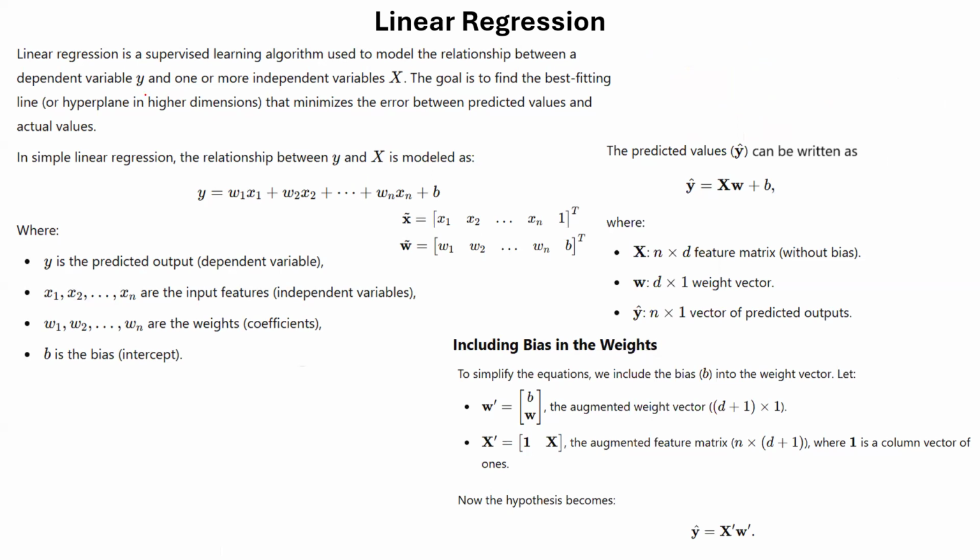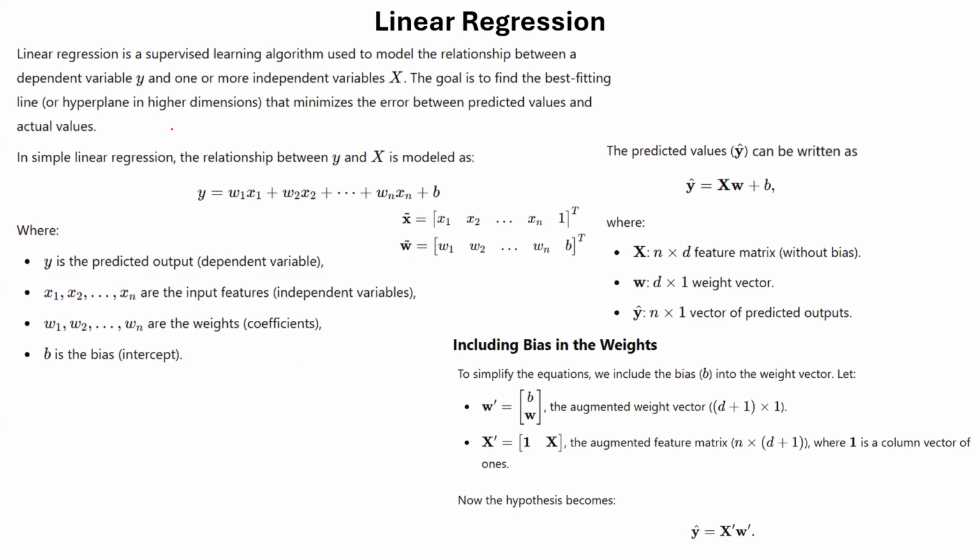Linear regression is a supervised learning algorithm. You know what a supervised machine learning algorithm is? It is used to model the relationship between a dependent variable and one or more independent variables. The goal is to find a best fitting line in case of two-dimensional data, and if it is in higher dimensions, it is called a hyperplane, that minimizes the errors between the predicted values and the actual values. So the whole agenda of linear regression is to minimize the difference between the actual values and the predicted values.